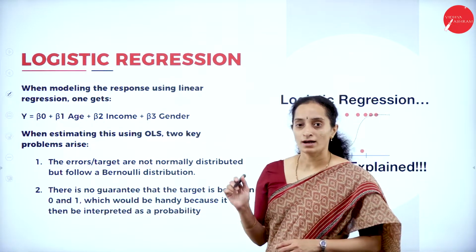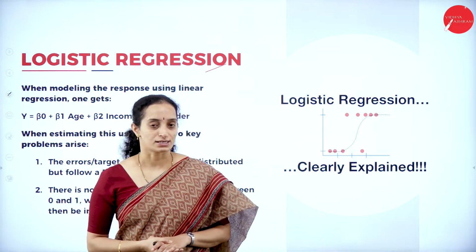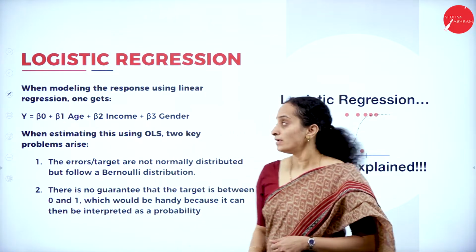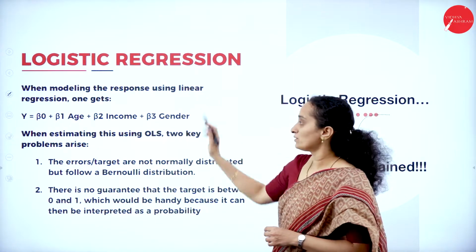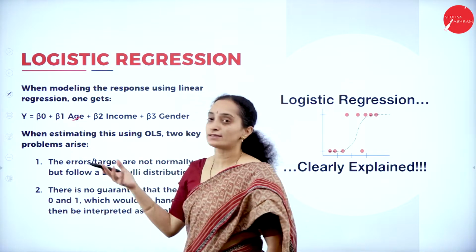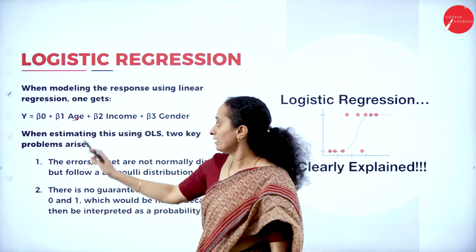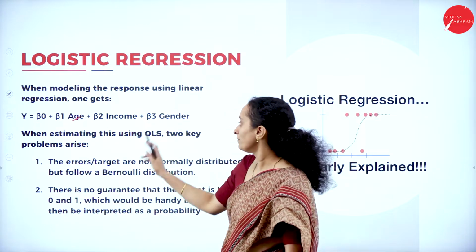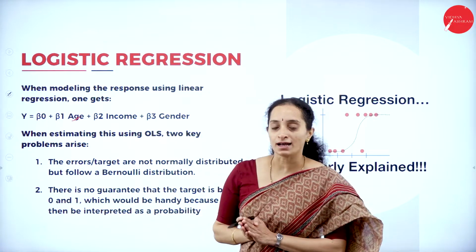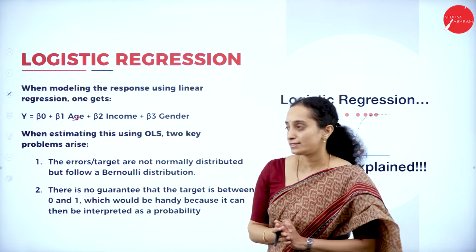Next we shall move on to another type of regression model, that is the logistic regression. What is this logistic regression? What is it going to do? When you are creating a response using linear regression, we get the following expression: y equals beta 0 plus beta 1 age plus beta 2 income plus beta 3 gender. We use the characteristics as well as the categories, isn't it? So we use all the values to get the set of values.